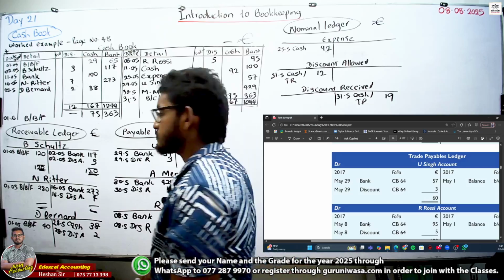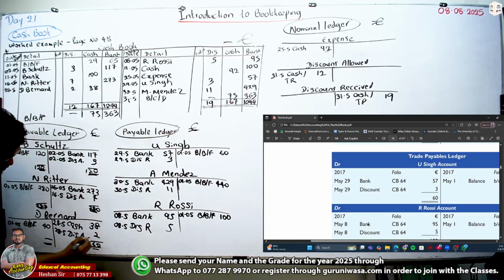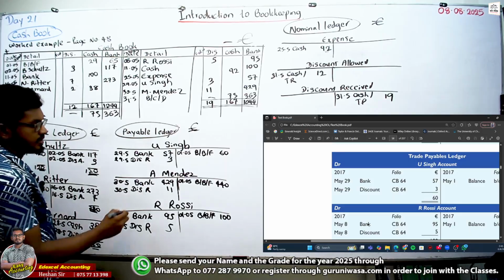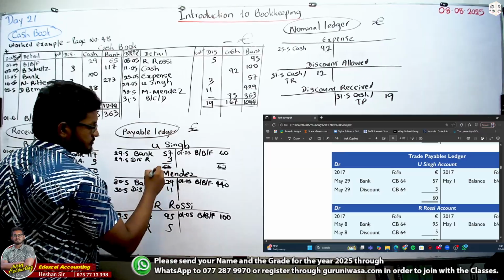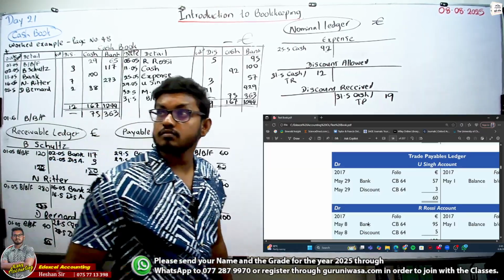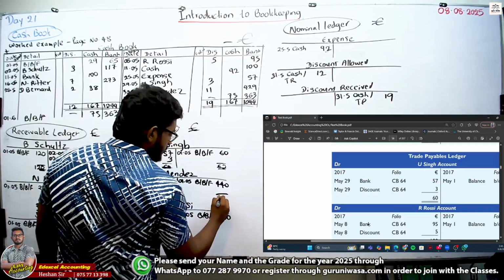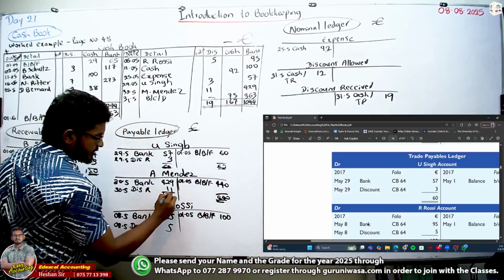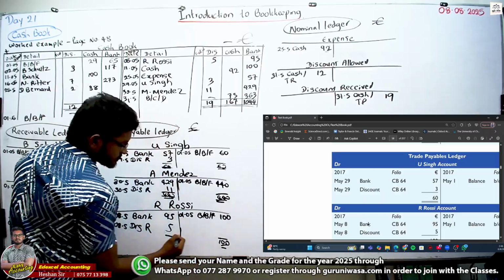Accounts are closing. In here 280, 280. In here 40, both are 40. In here both sides are 60. Accounts are closing. Right in here, both sides are 440. In here, both sides are 100. Closing.